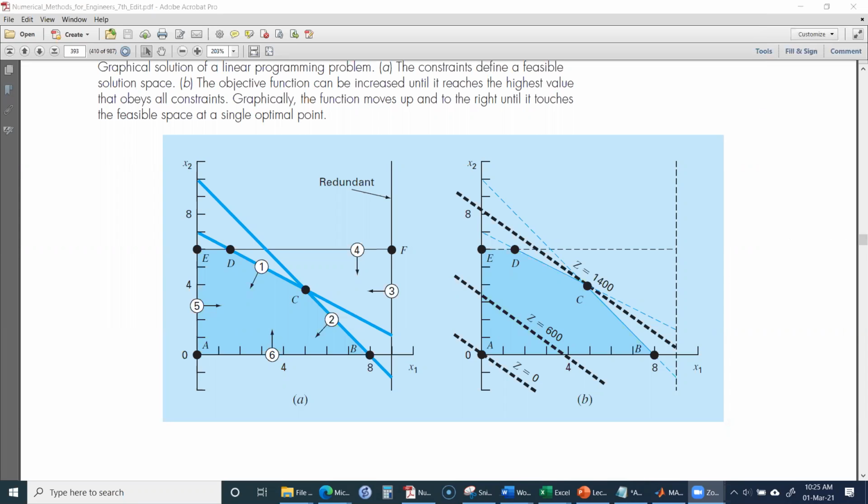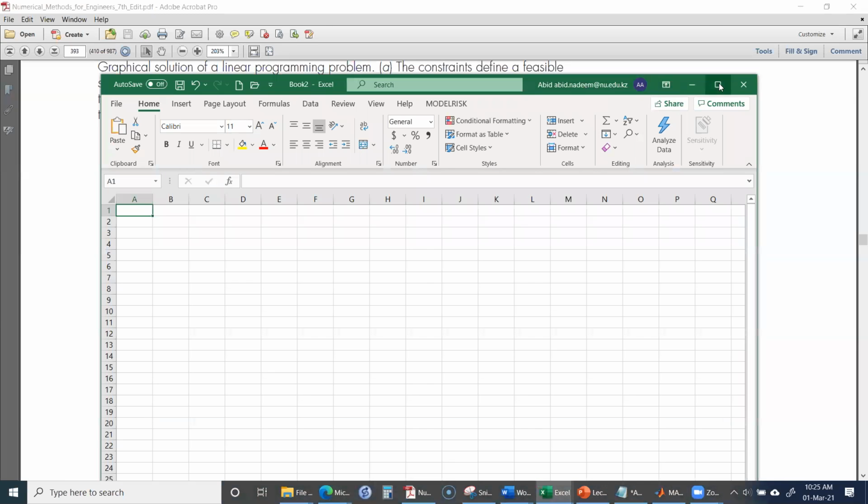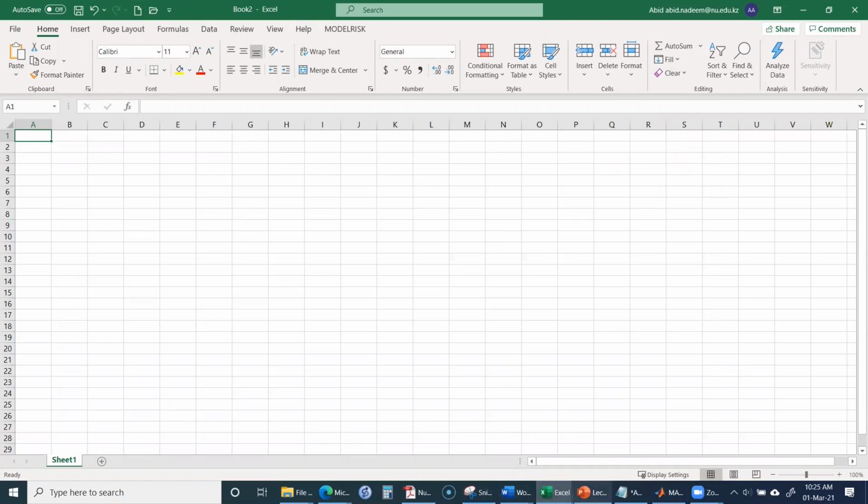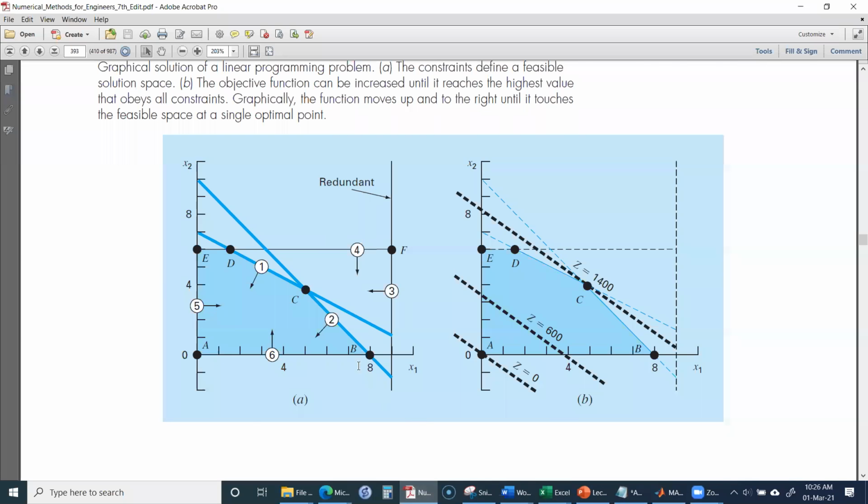Yes. Okay, so we were talking about this graphical solution. This graphical problem we can set up by ourselves. These 1, 2, 3, 4, 5, 6 represent the constraints. So let me show you over here. Maybe I can set it up on Excel. So in Excel, we can set it up.